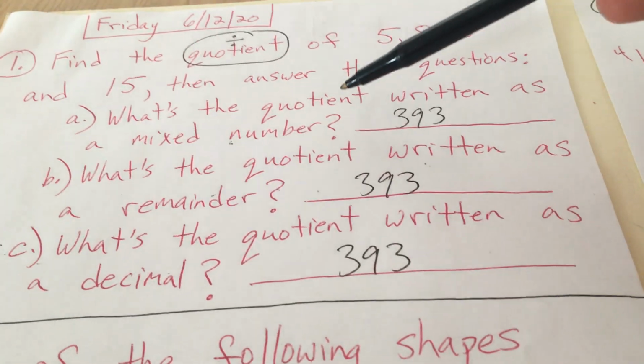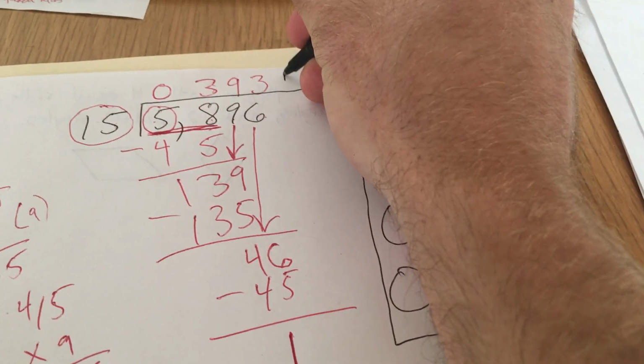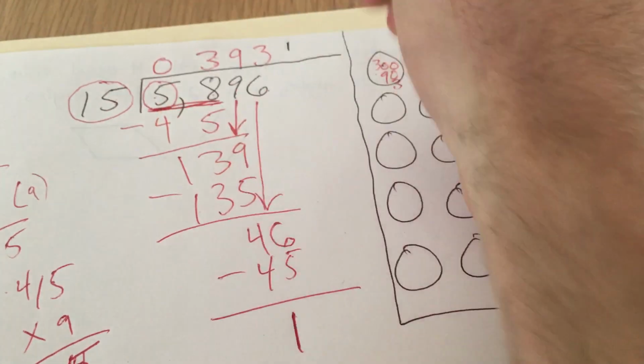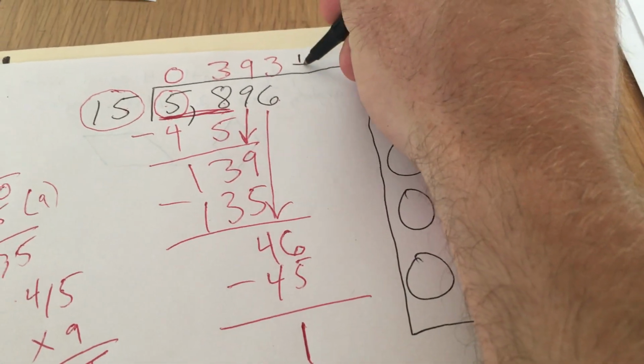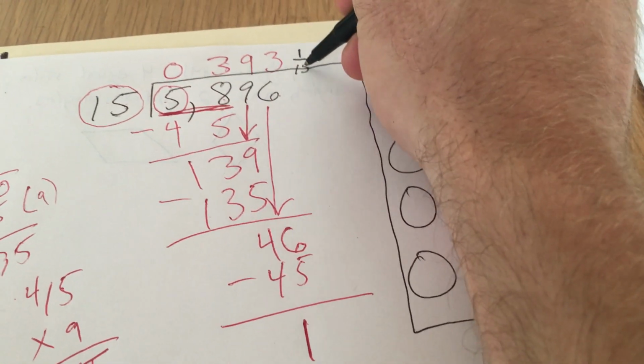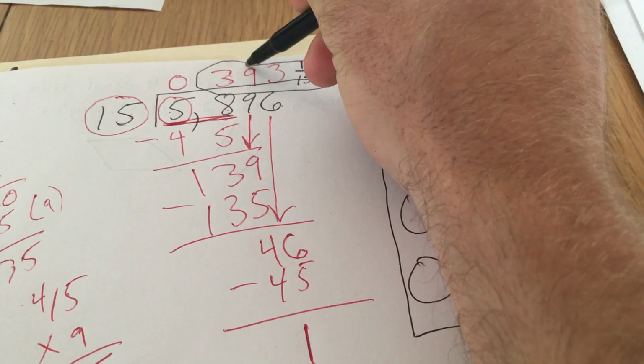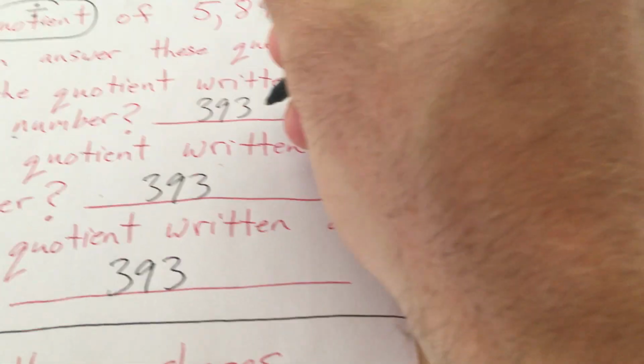Now the first one says to write it as a mixed number. So to do that, you're going to put, we did this a lot, the remainder of 1 is going to become the numerator of our fraction, and the divisor of 15 is going to become our denominator. So it's 393 and 1/15 written as a mixed number.